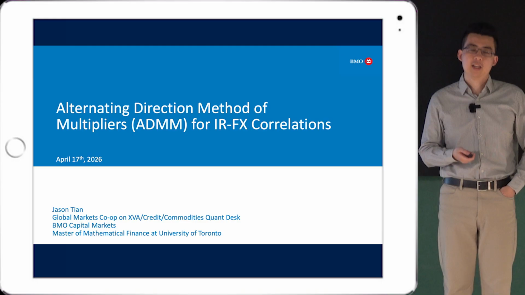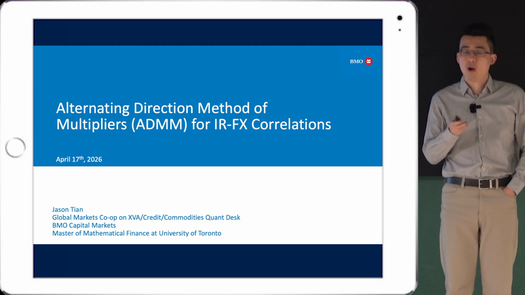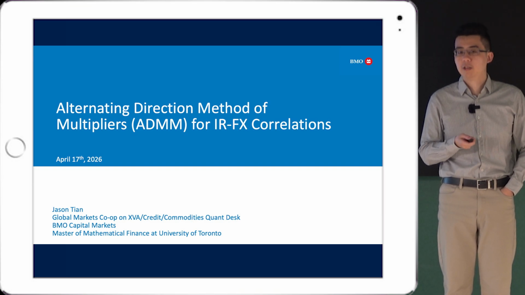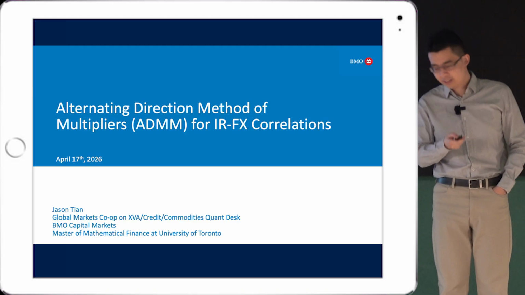At BMO Capital Markets, I developed a novel correlation correction algorithm designed to better capture these cross-currency, cross-tenor correlations. And the result? Significantly improved valuations across the whole fixed income counterparty portfolio. I'll walk through the approach, why it works, and just how well it did.